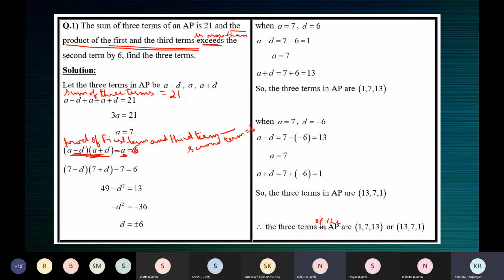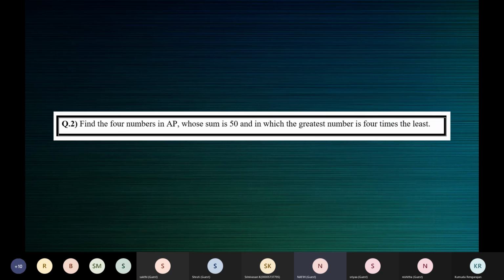So it's simple. We find the value of A and then we get two values for D. So you should find the three numbers under both situations: when A is 7 and D is 6, and when A is 7 and D is minus 6. This is your next question.